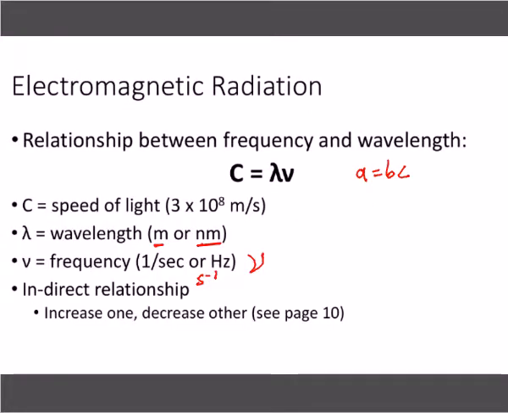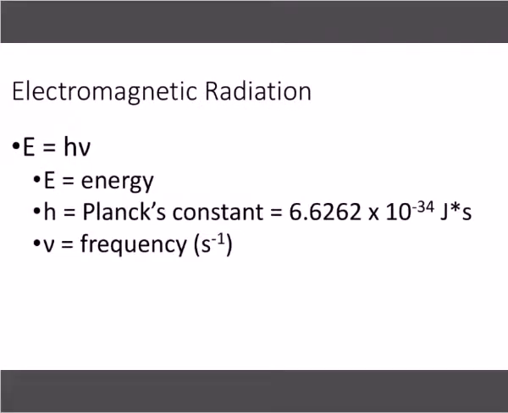So wavelength and frequency, looking at this equation, it's an indirect relationship. When we look at energy and frequency, here's where our constant is. That's called Planck's constant. It's 6.6262 times 10 to the minus 34 joules times seconds.